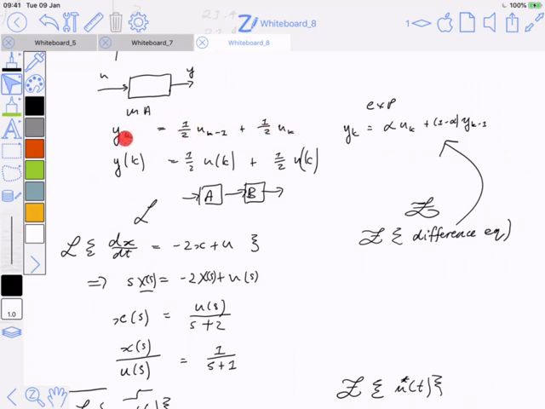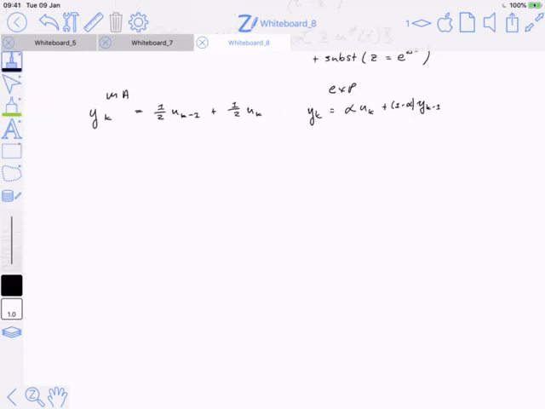So this is saying I've got y of k, which is the output of that filter, is equal to a half times the input 1 time step back plus a half times the input currently. Okay? And so if you think about this definition, this idea that I've just told you, if I were to Z transform these things, right, what would that look like if I took the Z transform of that equation?